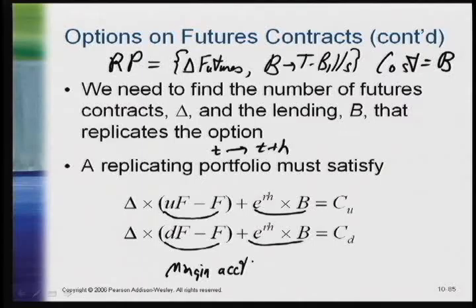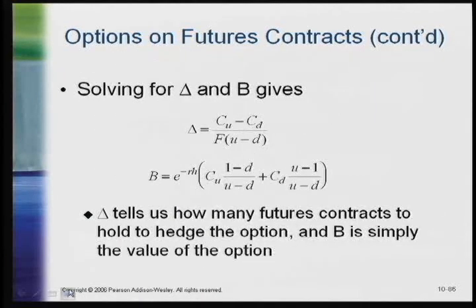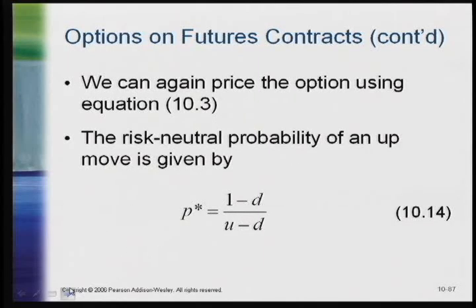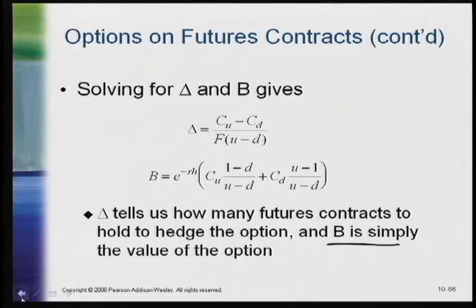So in solving these equations then for delta and B, we get these equations. And here, delta tells us how many futures contracts. I made that point earlier. And then B is the value of the option because the delta futures contracts is free. For the futures contract, once we develop the price using this value of delta and B, this is now, of course, the cost of the option.